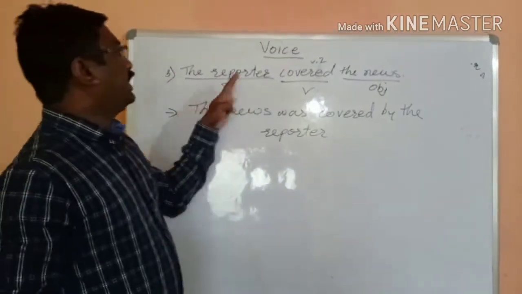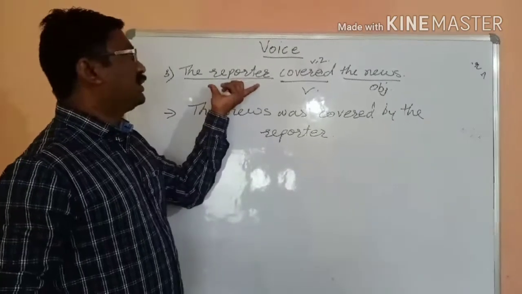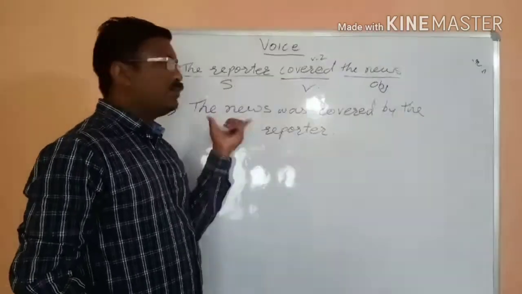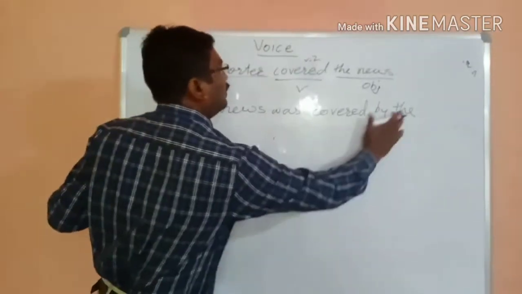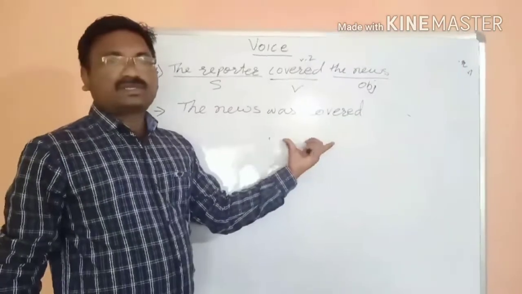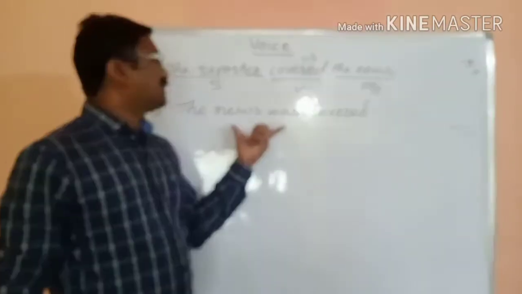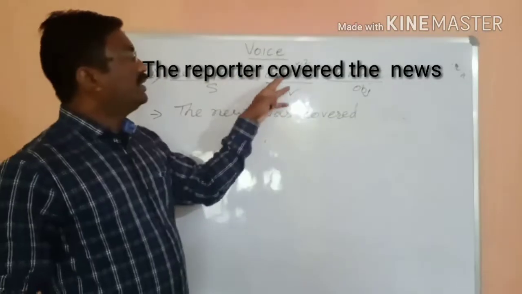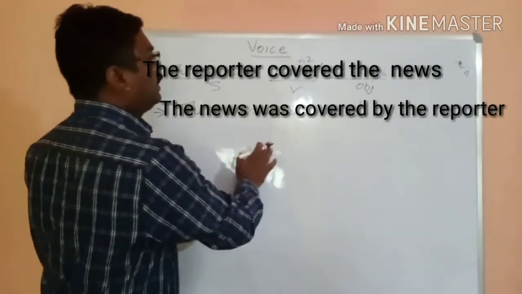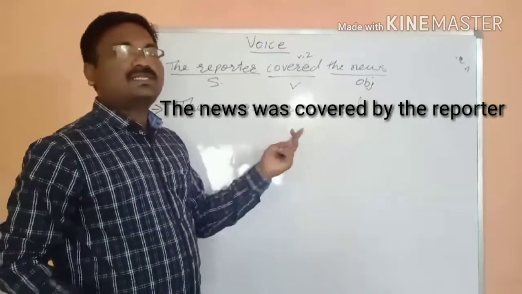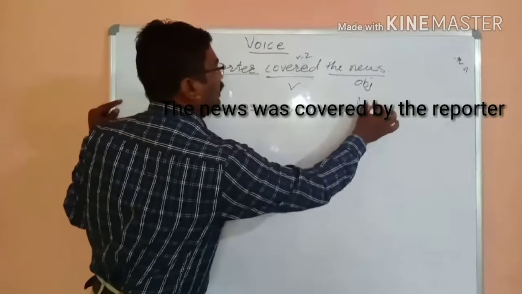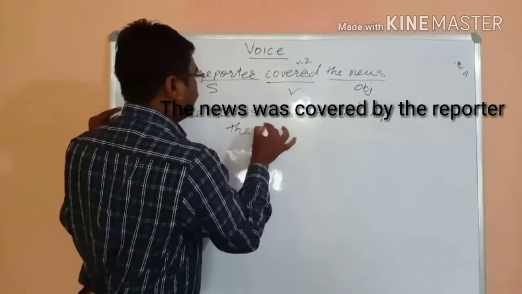In the first sentence, we are giving importance to the reporter more than the news. And in the second sentence, you will find the news got importance. If you remove the reporter also, we still get the information that the news was covered. Here the reporter covered the news. What he covered? The news. And in the second sentence, the news was covered. Here the importance to the subject, which was in active voice, is a little bit less. So, the news was covered by the reporter.